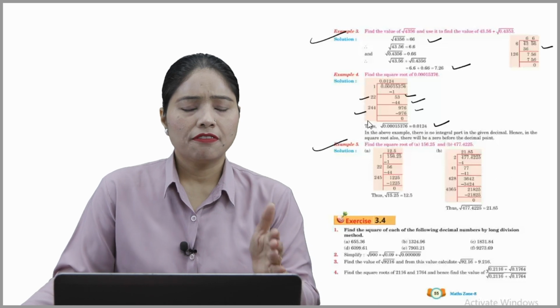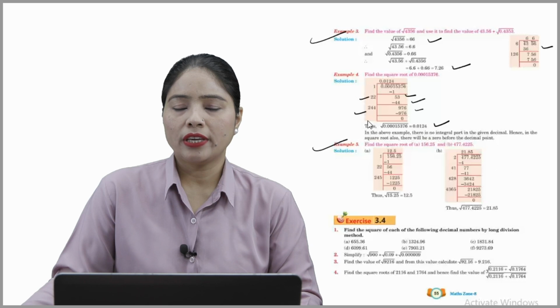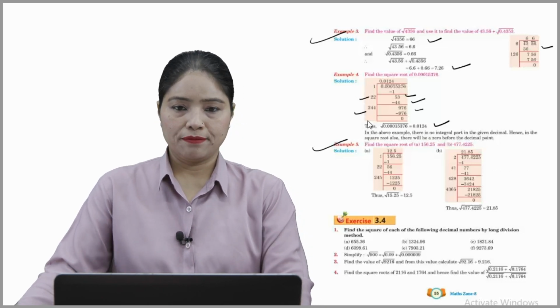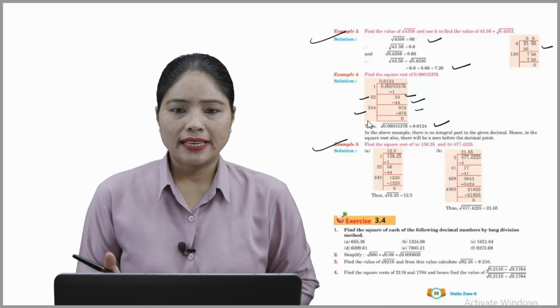Here it is given. Find the square root of a) 156.25. Okay, and B part is 477.4225. So similarly, same method, 1 1s are 1, minus kiya.